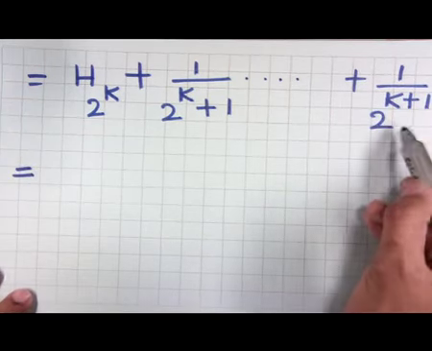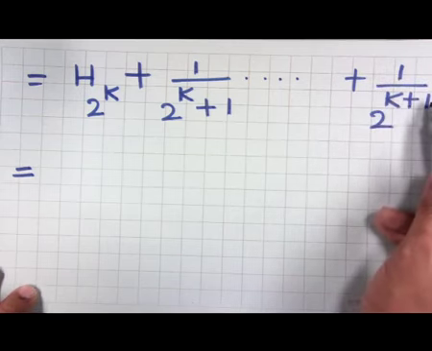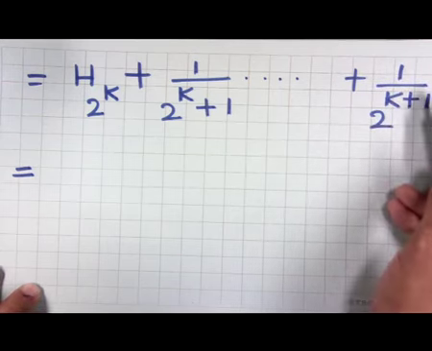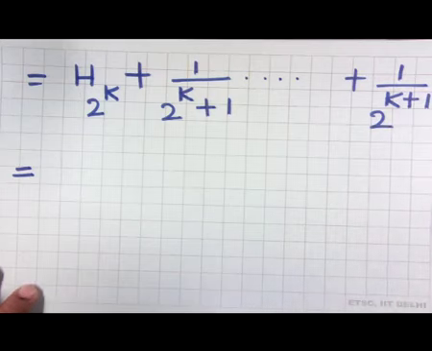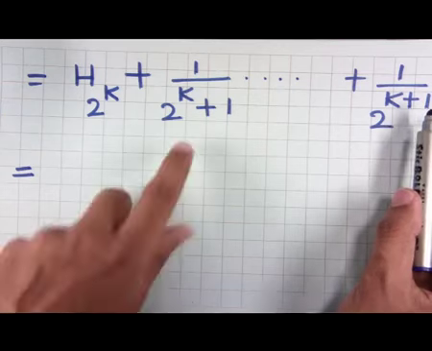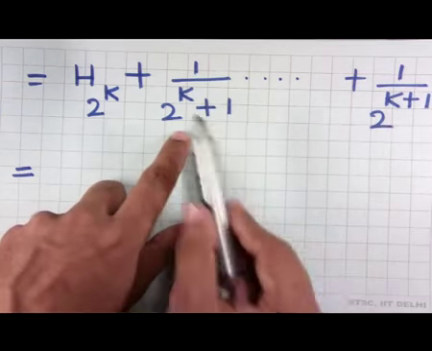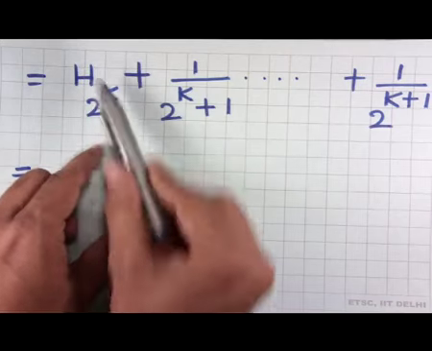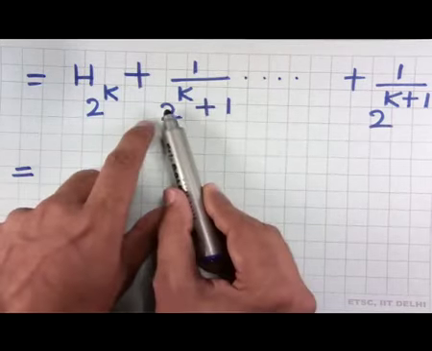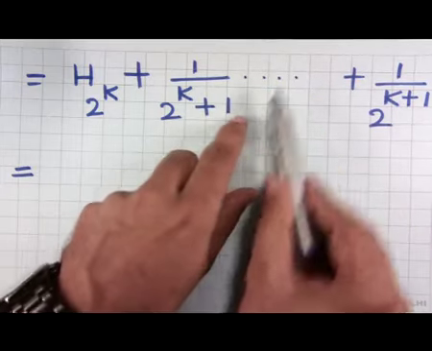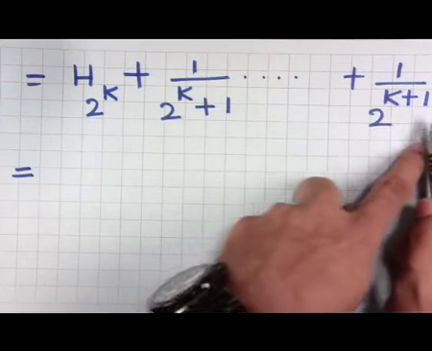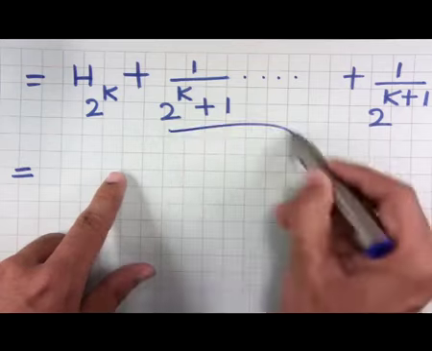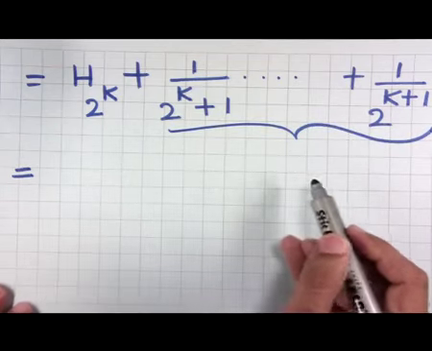The last term, namely 1 by 2 power k plus 1, the denominator 2 power k plus 1 can be viewed as 2 power k plus 2 power k, which is 2 into 2 power k. This is to understand that there are 2 power k terms. See, after H 2 power k, the first term is 1 by 2 power k plus 1. Second term is 1 by 2 power k plus 2 and so on. Last term is 1 by 2 power k plus 2 power k, which will give you a feel that there are 2 power k terms.